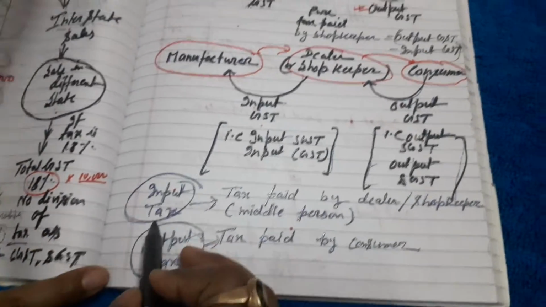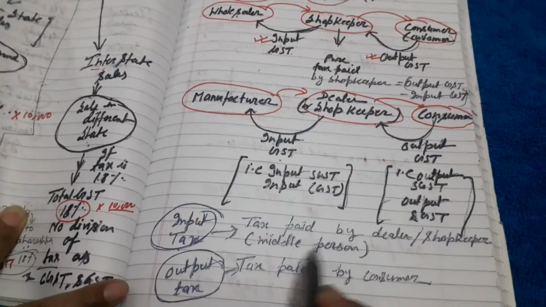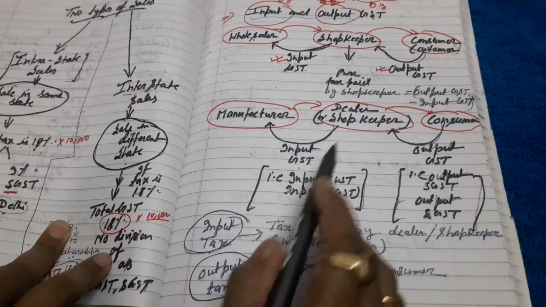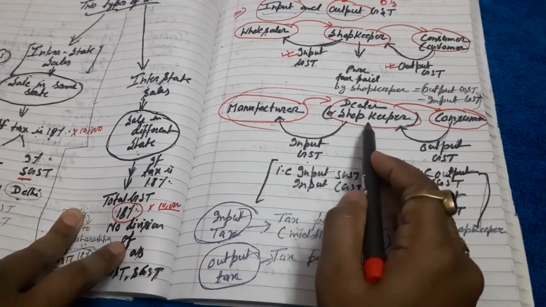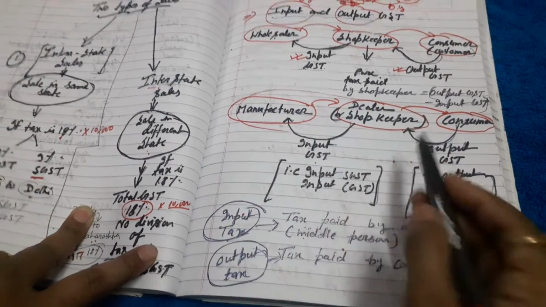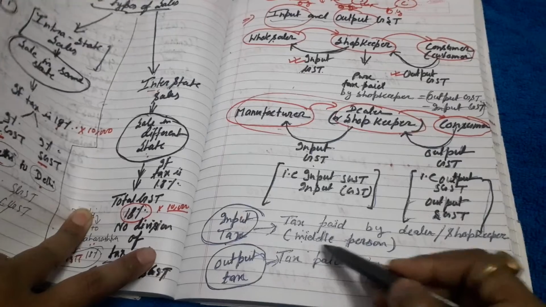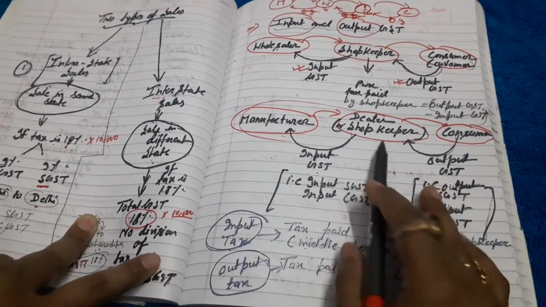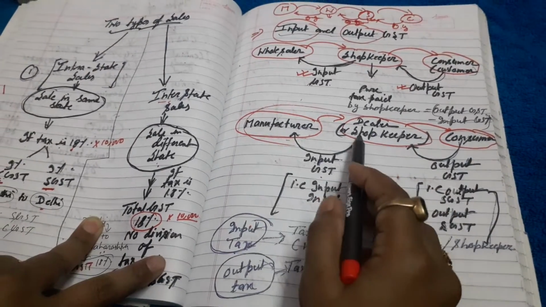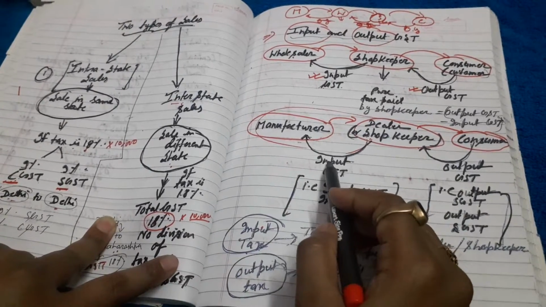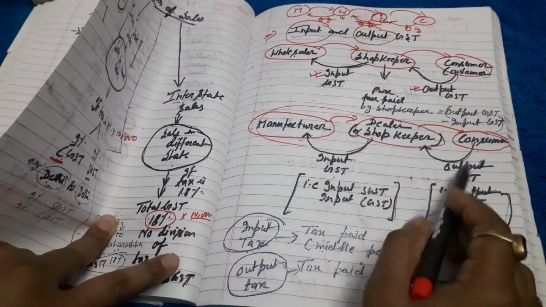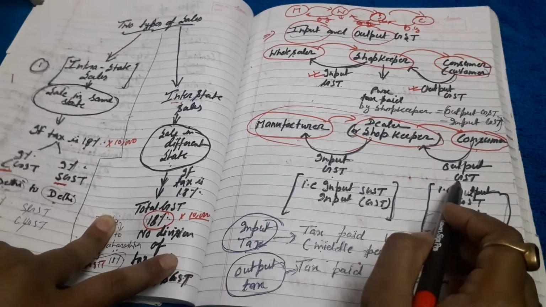So what is input tax? Tax paid by the dealer or shopkeeper, the middle person. As I told you, in this series there are 3 people, so this is the middle person. The tax paid by the dealer or the shopkeeper who is in the middle is called input tax. This person will pay input tax, and the consumer will pay output tax, output GST.